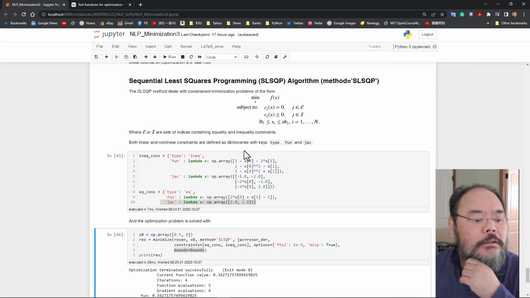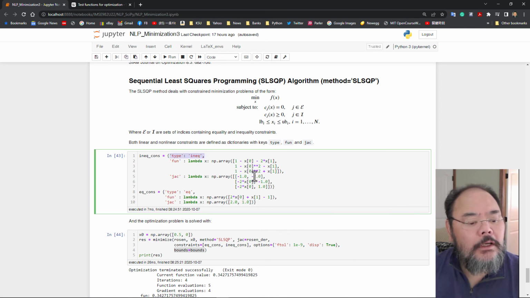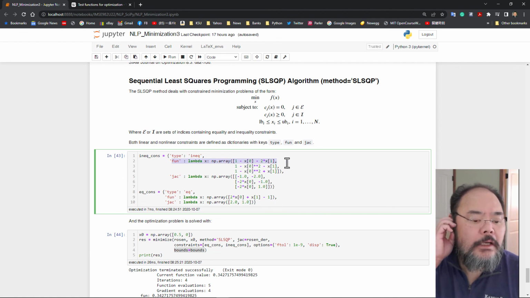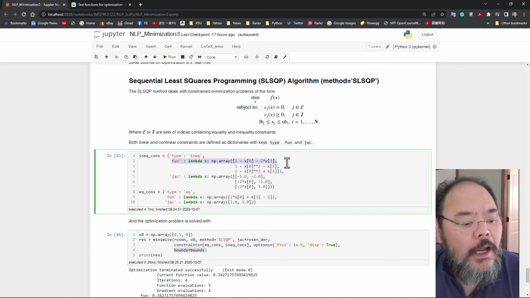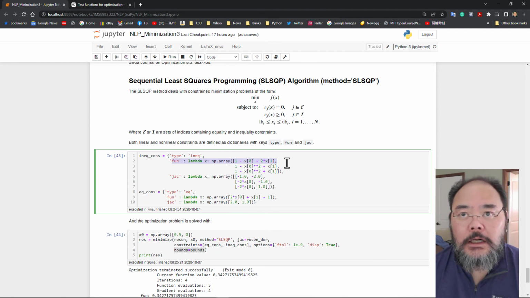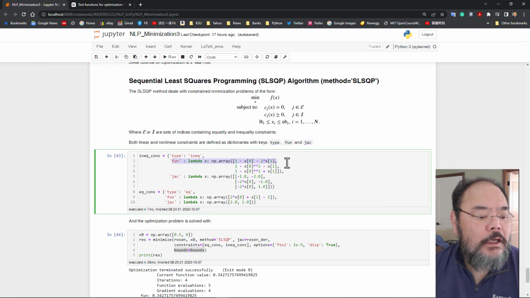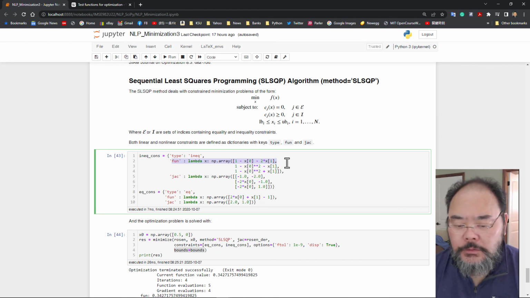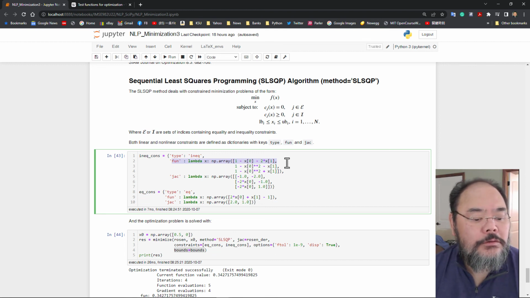Again, here we separate the inequality constraint and equality constraint using the type, and for the function we're using lambda with x. And actually, we don't have to use an implicit lambda function. We can define a constraint ourselves, and then use it directly here by referring to the function. We can define our own user function and do it that way.